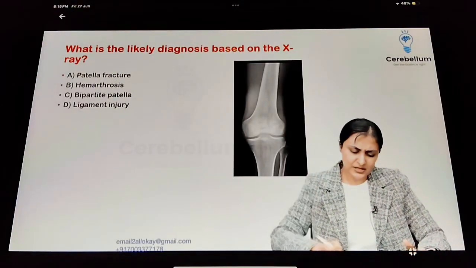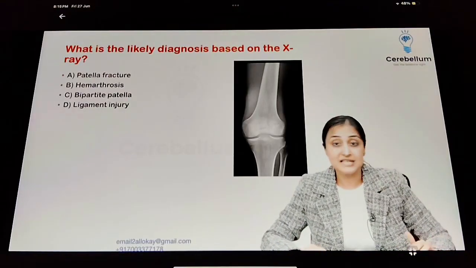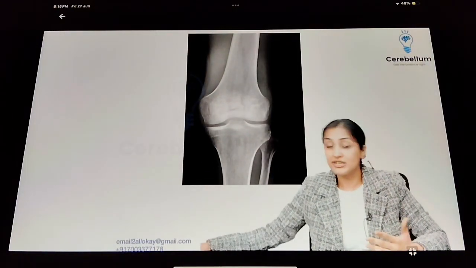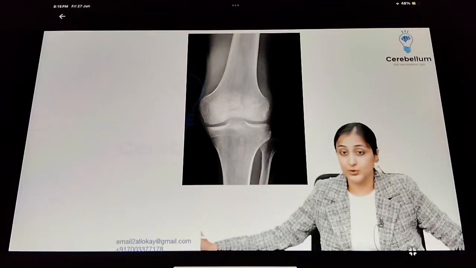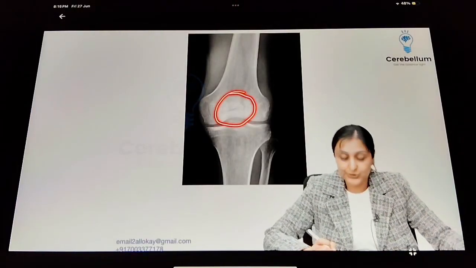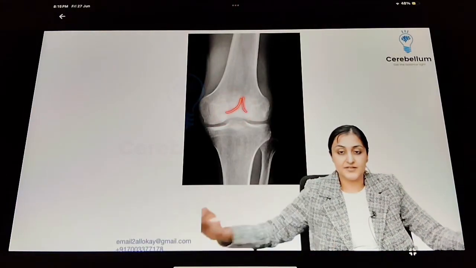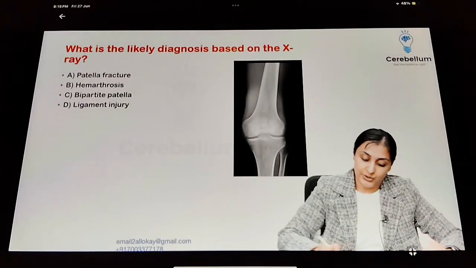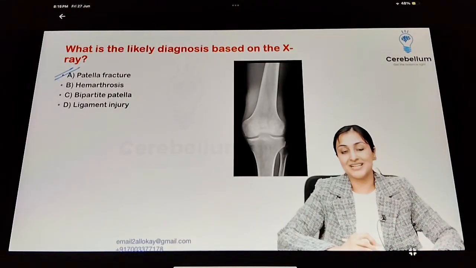Let's look at the questions. This was a rather unusual question that was asked in the last NEET exam. I mean, we can never diagnose a patellar fracture on an AP view, and that is what they gave, in hindsight. So this is a patella, and you can see that there is a fracture line here. I don't know why and how this question has come. So this is patella fracture.